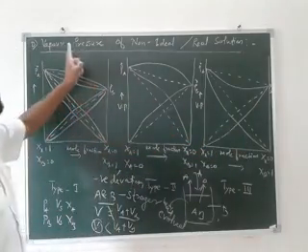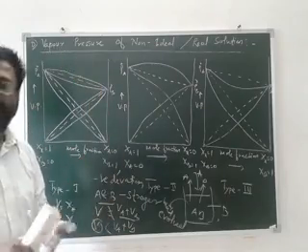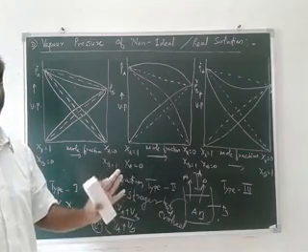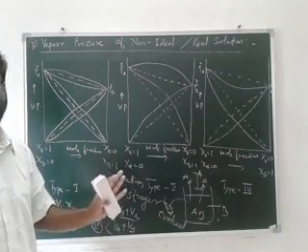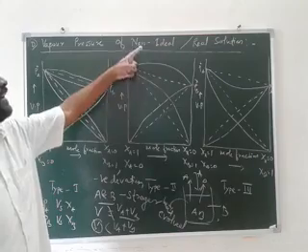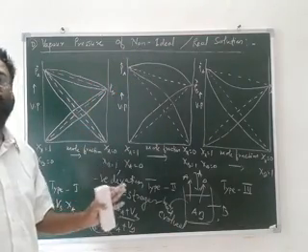So this is about the non-ideal solution or real solution. Non-ideal real solution, like a non-ideal gas. A non-ideal gas is a gas which does not obey the gas laws at all values of pressure and temperature. Similarly, a non-ideal solution, real solution, is nothing but a solution which does not obey Raoult's law.